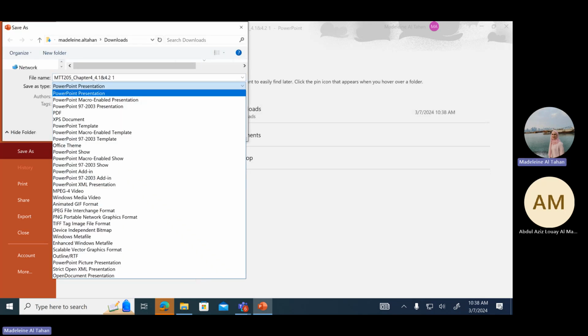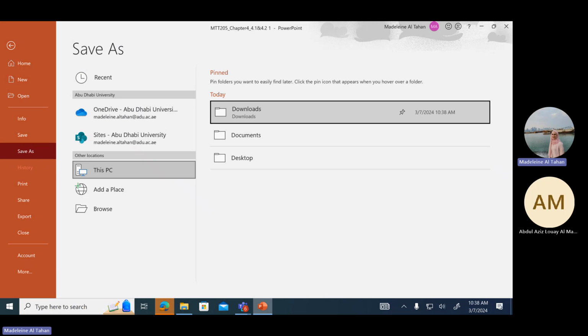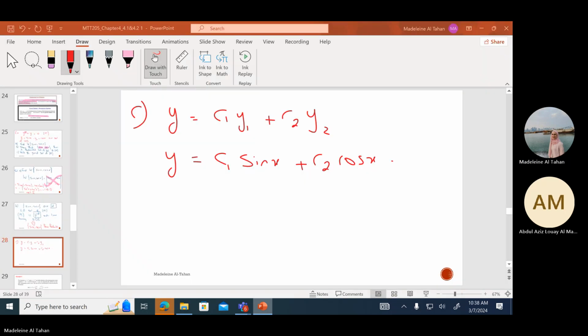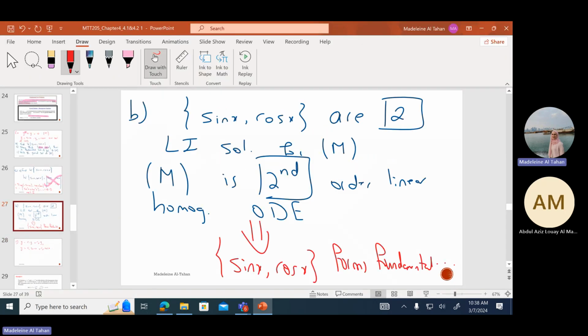I will go back to it, because I don't want to forget to add it for you. Any questions? Question D, find the general solution.